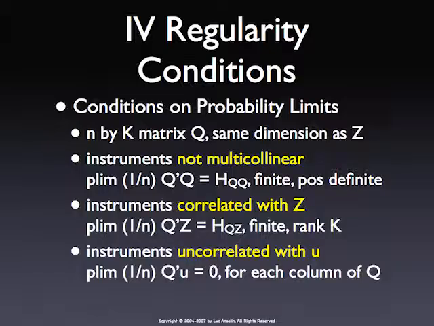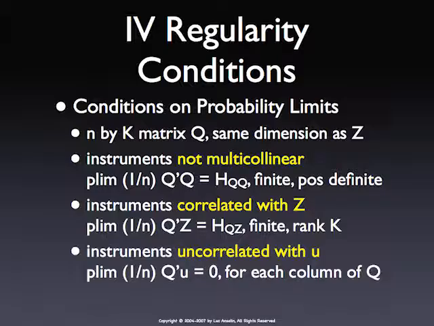So this matrix, which you can think of as Q prime Q, Q transpose Q, has to exist, has to be finite, has to be positive definite. In other words, don't use 2 instruments that are identical. Each instrument has to contribute something separate to the game. That's what lack of multicollinearity means.